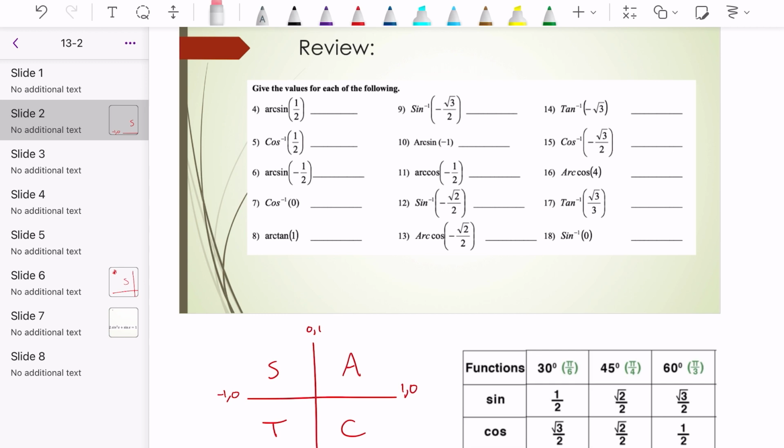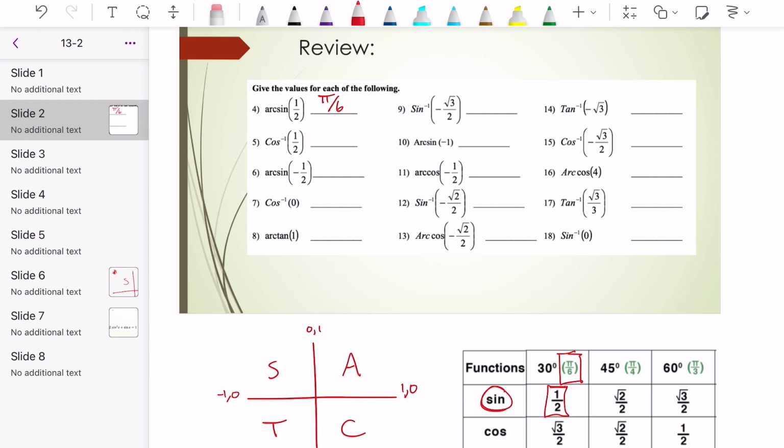So let's first begin with number 4. Here we have arcsine. With arcsine, remember, we are looking at the inverse sine of 1/2. So this is extremely easy to use once you know your table. You're going to take a look at the sine function, and we're going to look to see where it is 1/2. In this case, that occurs with pi over 6. So our answer here would be pi over 6.